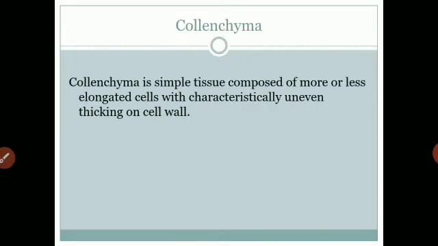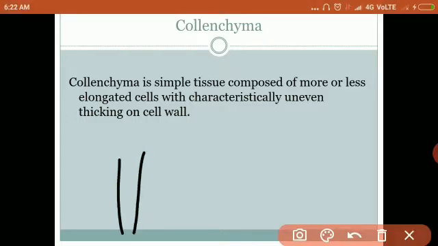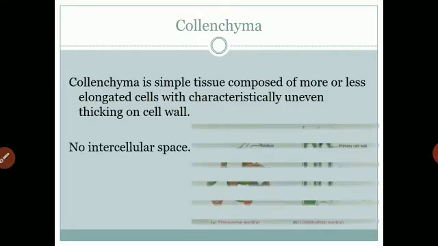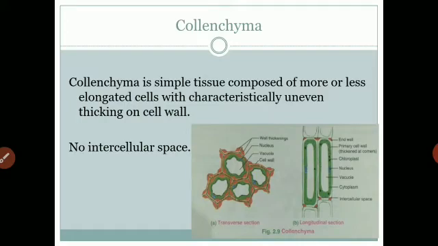Okay, so what are collenchyma? These tissues have cells which are more or less elongated. Elongated means length is more in them, and they have characteristically uneven thickening on the cell walls. What do you mean by uneven thickening? Let us see this picture of a collenchyma cell.